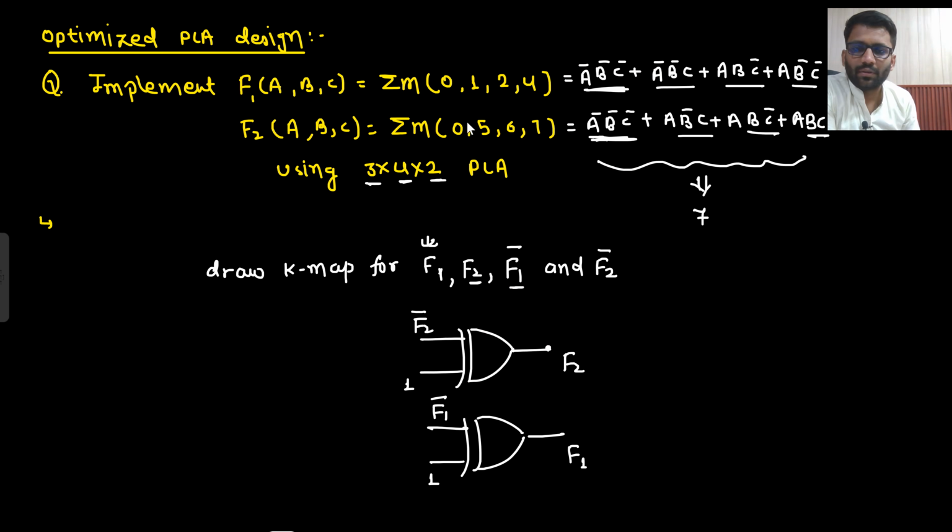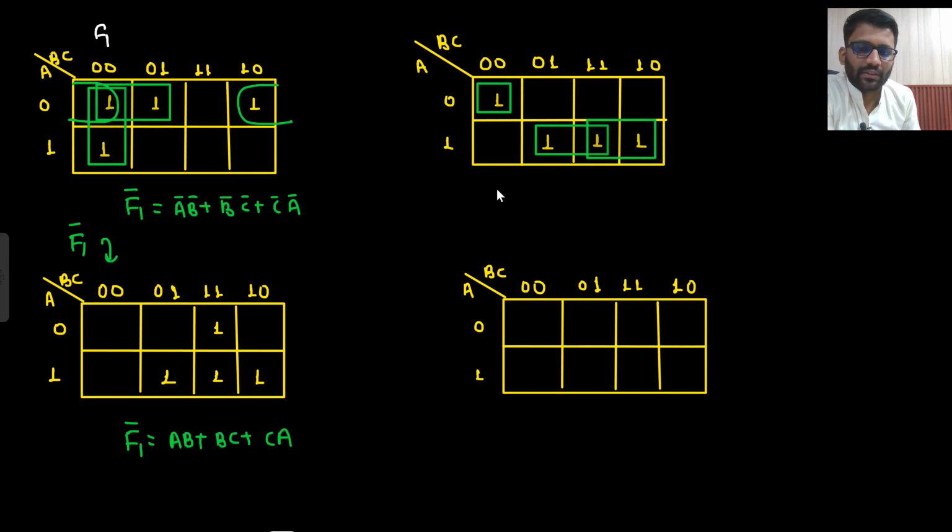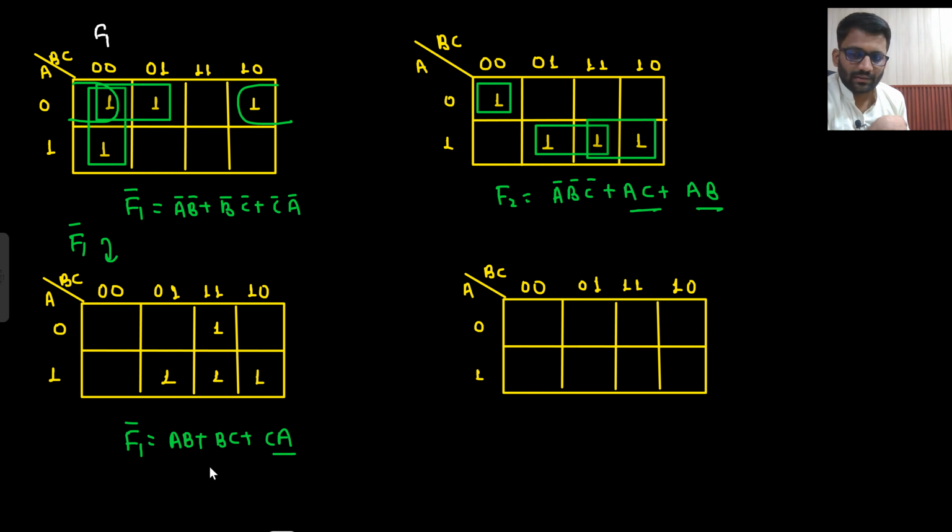What about these now? This was actually F2, no? 0, 5, 6, 7, yeah. This was F2. So A bar B bar C bar plus AC is there, and then AB is there, right? Directly I can see that I will make F1 bar and F2, because AC, AB, AC, AB, 2 of these will require one, and one this will require, 4. But let's make for F2 bar as well. This is your F2 bar.